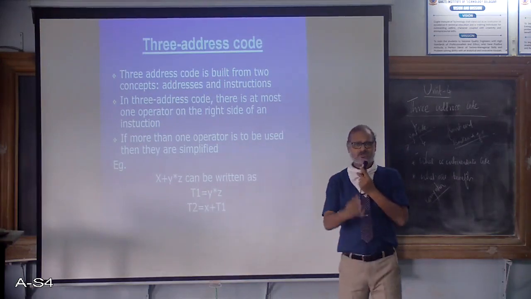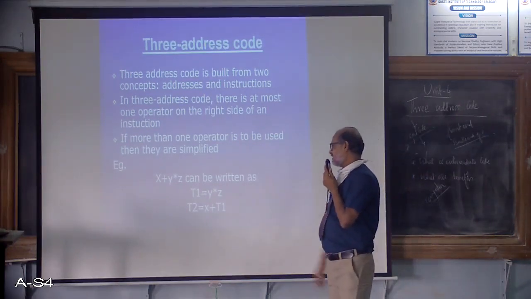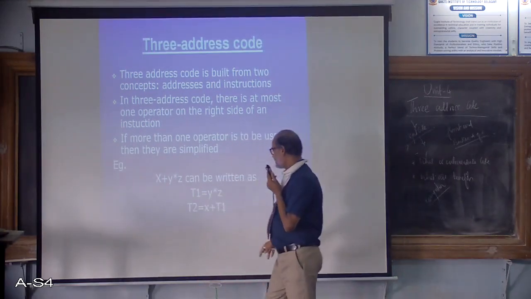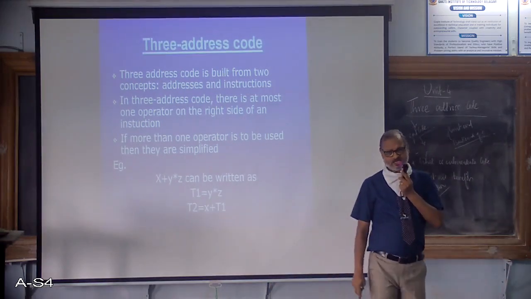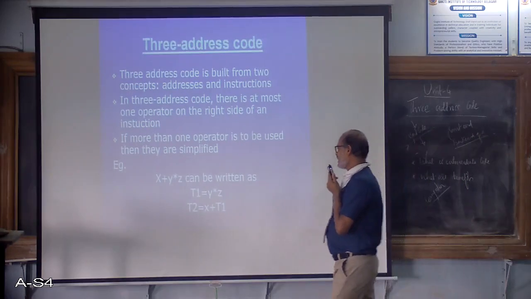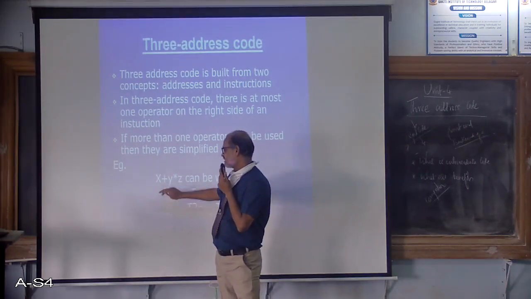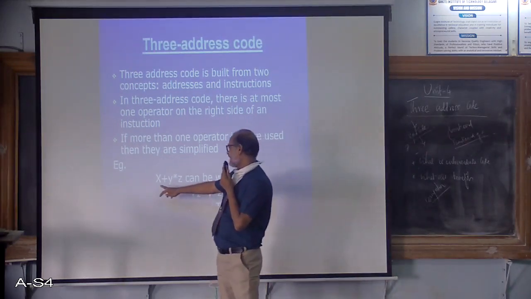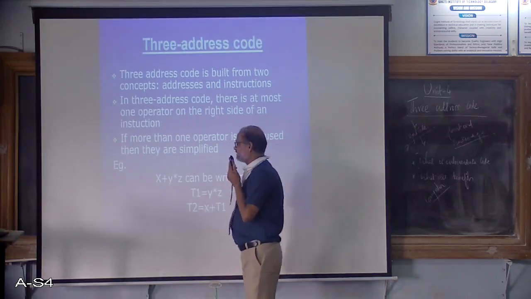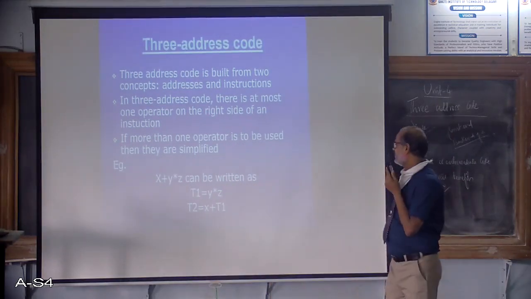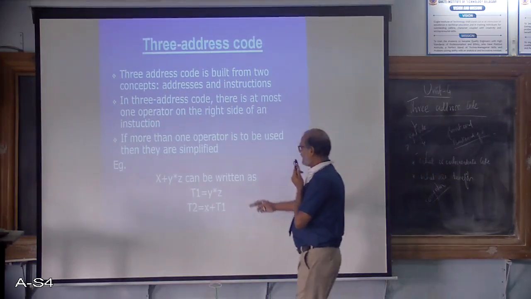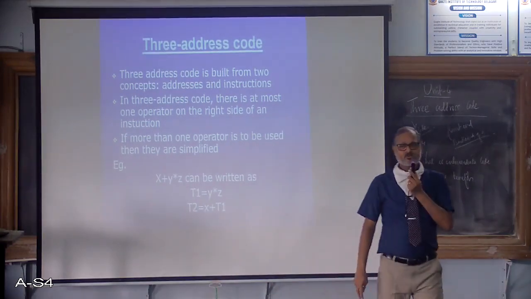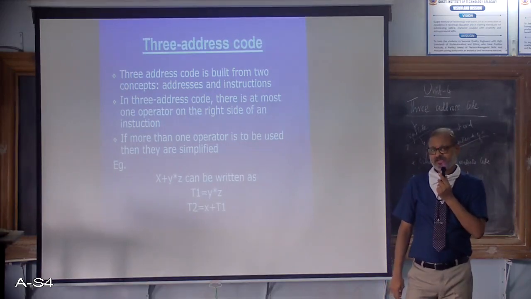So one possible division could be, first I'm going to evaluate the y into z, okay, in some temporary. So I'll be writing three address code as t1 equal to y into z. And secondly, I'm going to write the instruction, the three address code for addition operation, which is going to take the value of x and the value of t1, and which is stored in a temporary. So t2 equal to x plus t1. So like this, we can divide a complex sub expression into a sequence of instructions so that there is only one operator per statement.